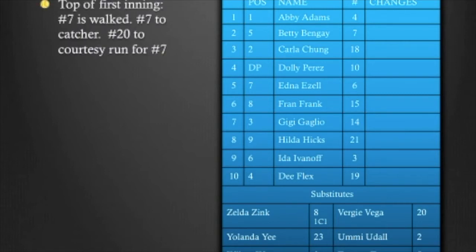Here we go. Now I would like number 7 to be my catcher in the next inning. I'm just telling you, she's on base now, so I want her to be my catcher next inning. And I would like to put number 20 in to courtesy run for her. I need a consensus. Number 7 walked, and I'm the coach. I'm coming to tell you that I want to put number 20 in to courtesy run for number 7.